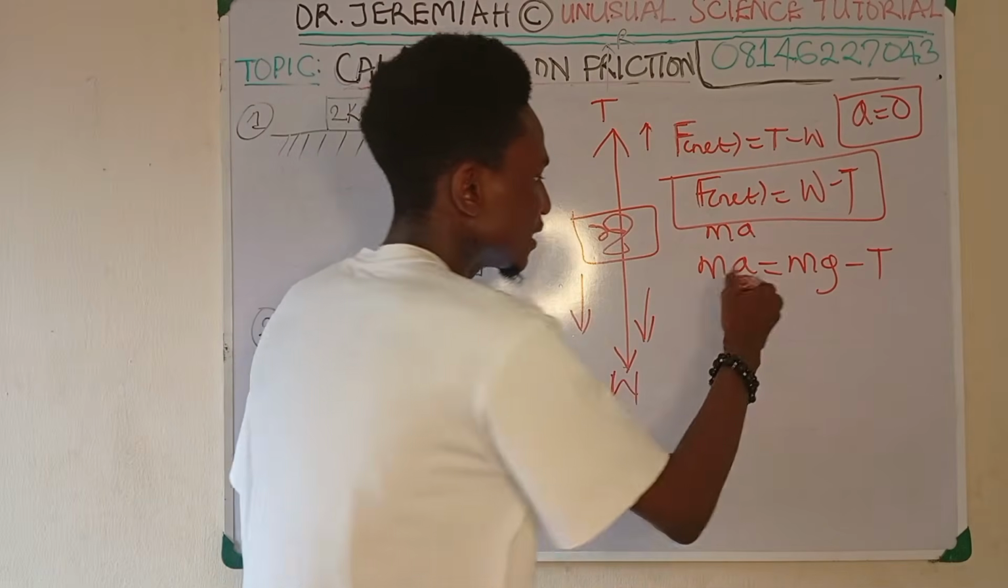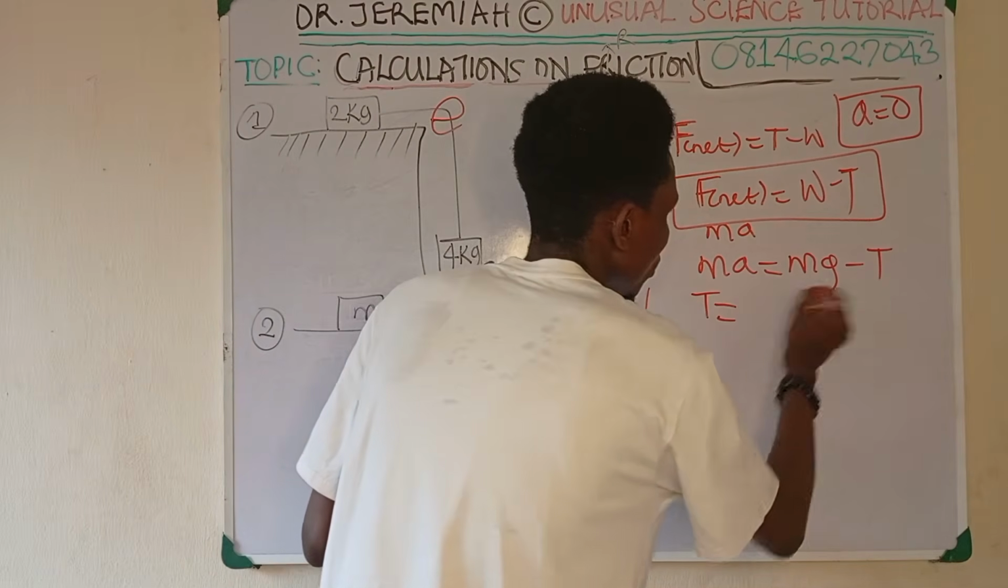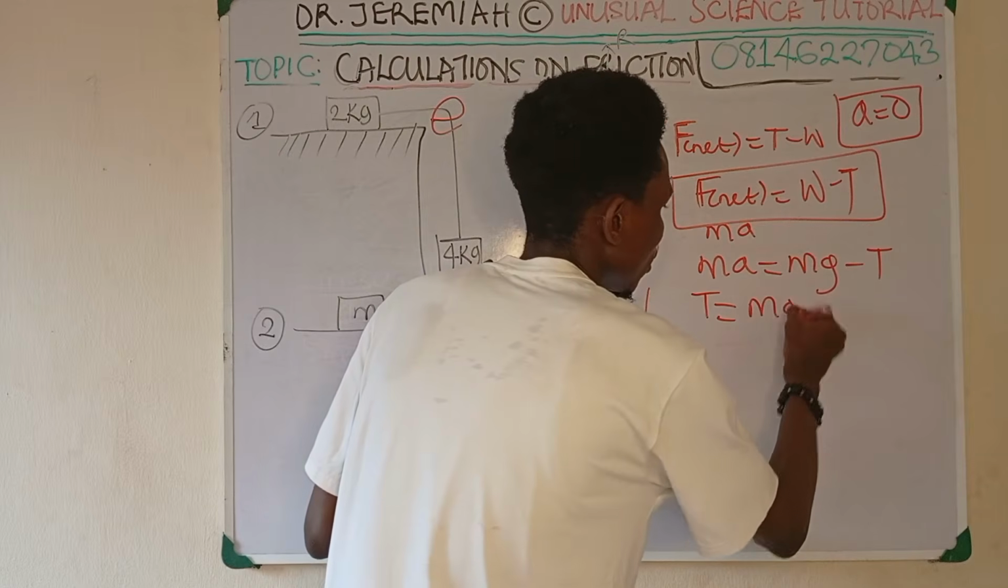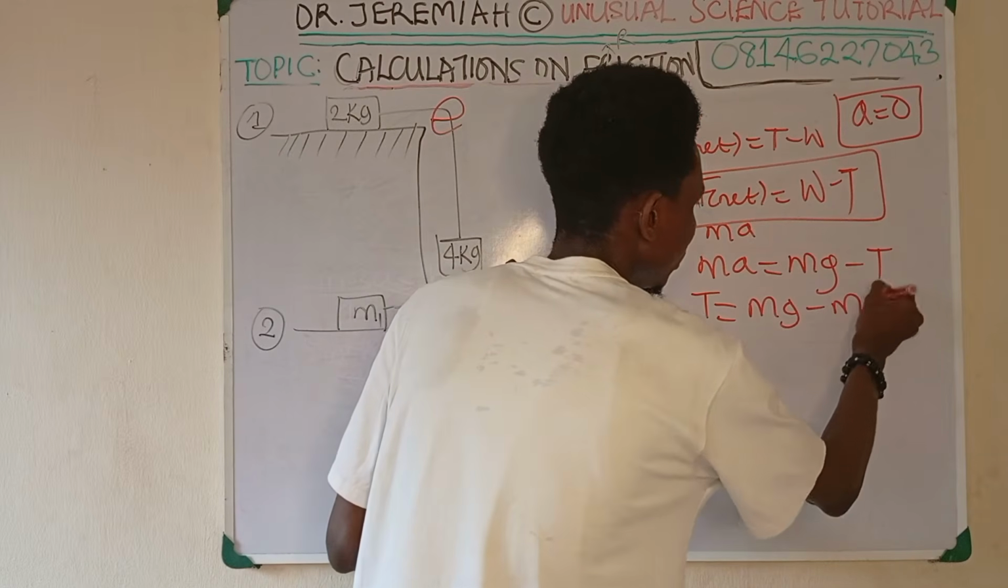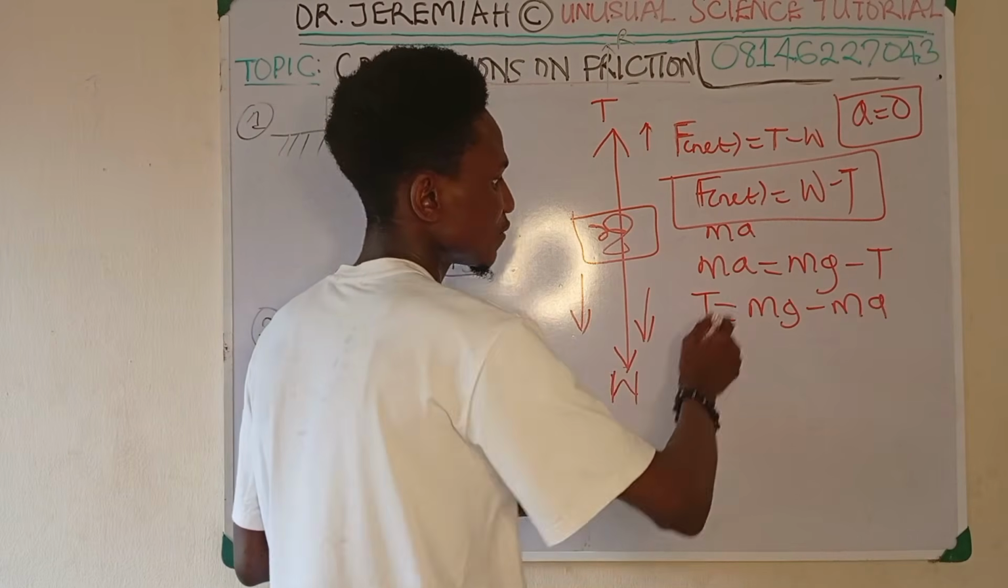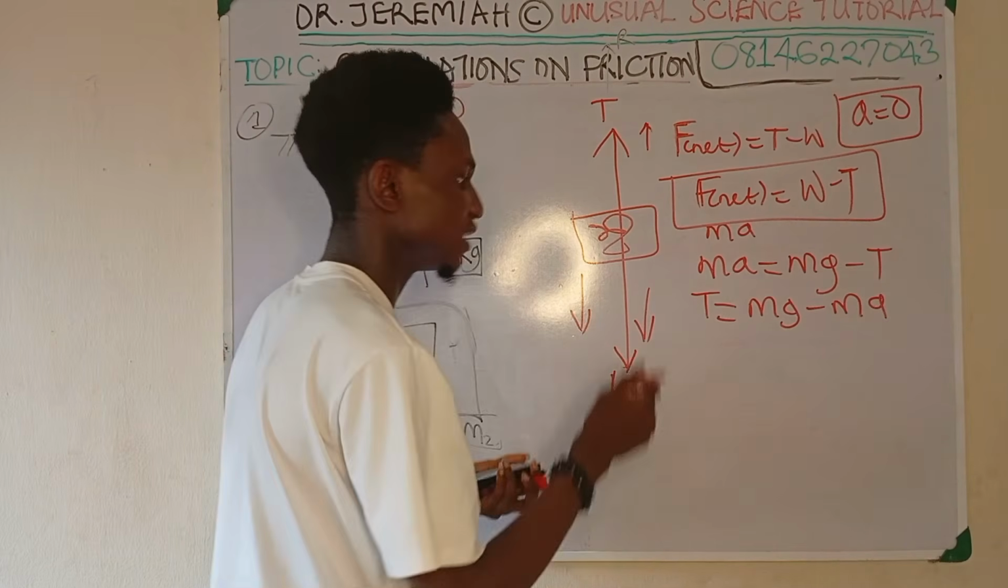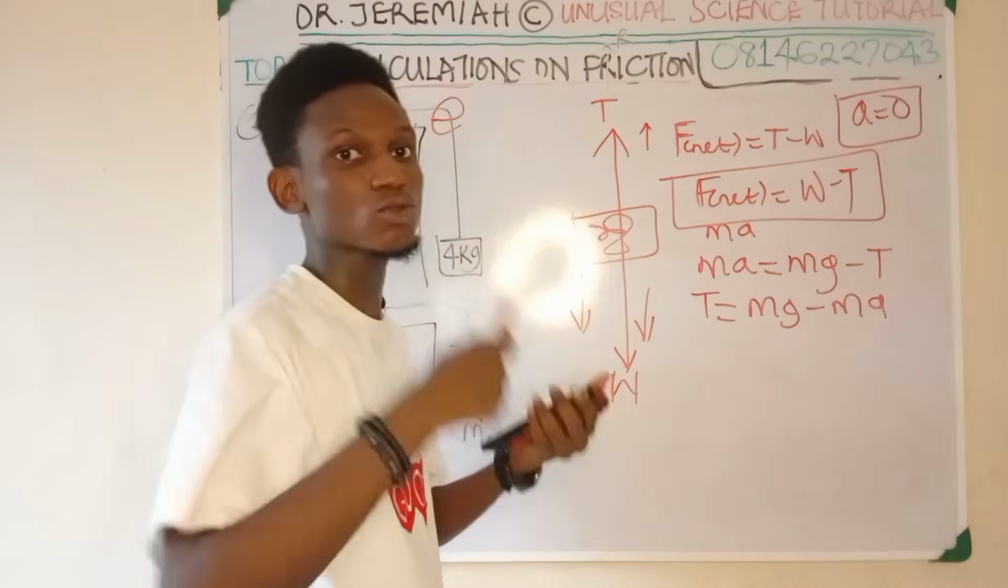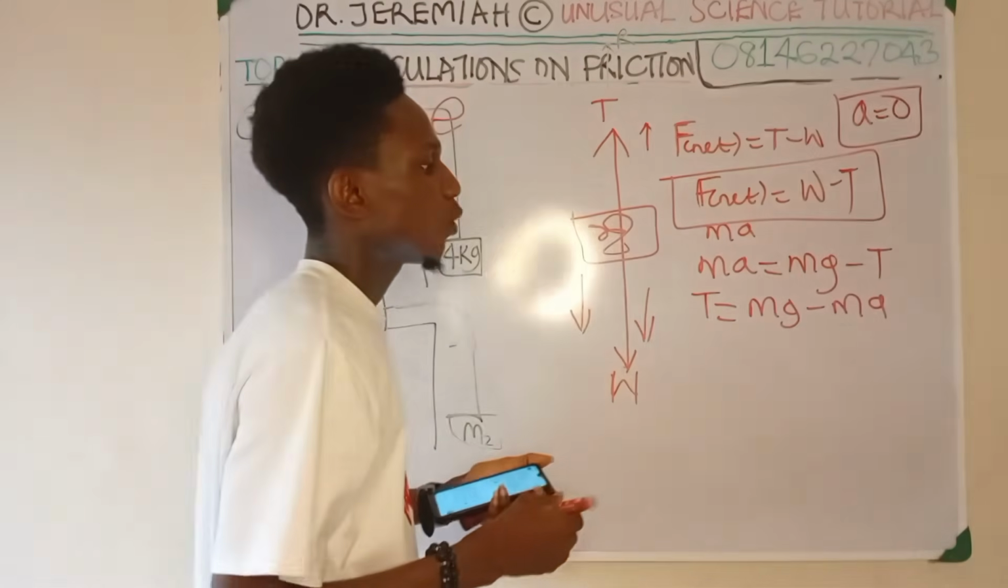Now, what do we do next? We make T the subject, so we're going to get T equals mg minus ma. To bring T to this place, it's going to become positive, and if you take ma to this place, it will give you negative. I have to make sure of the formula, I thought I should show you the formula.